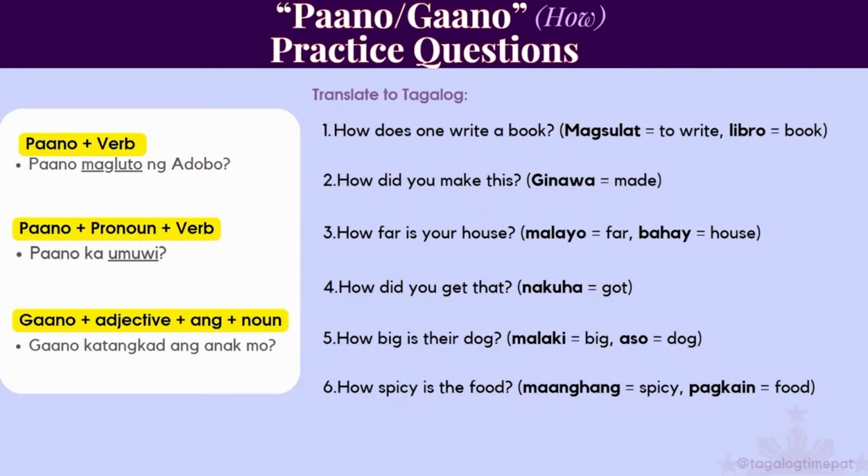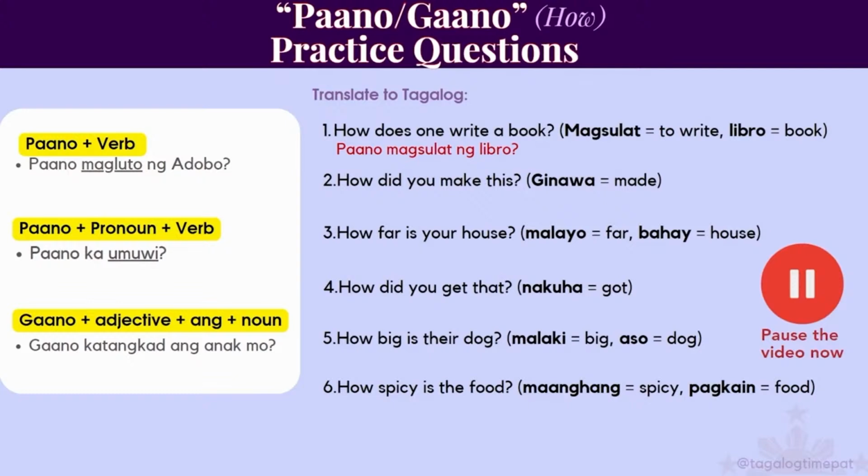How does one write a book? Magsulat means to write. Libro is book. So how does one write a book? This is asking about an action, so we would use paano. Paano magsulat ng libro? How does one write a book? Go ahead and pause the video now and we will do the rest together.